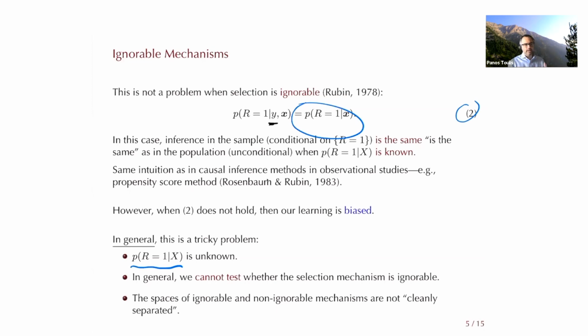Because we do observe, let's say, treated and control units. Here, we do observe 1 and 0 cases. Here, we only observe the 1 cases. All the other cases that correspond to R being 0 are not observed. So that's fundamentally unknowable. So we cannot test 2. We don't know this probability even when 2 holds. And in general, there's another issue here: if you take the space of ignorable mechanisms and the space of non-ignorable mechanisms, you can find two mechanisms that are arbitrarily close to each other. So as a concept, it's not as clean, right? It's not as rigorous. It's more like a practical concept rather than something mathematically rigorous.